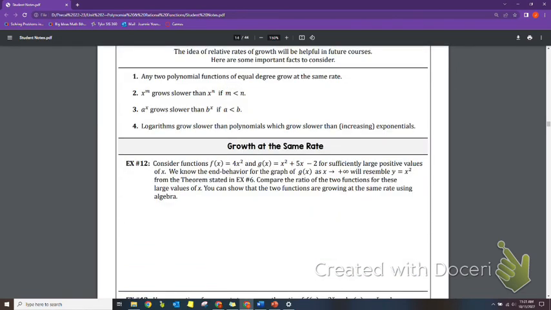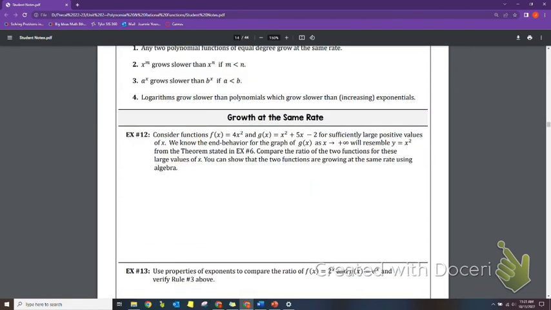All right, so growth at the same rate. Consider functions f of x equals 4x squared and g of x equals x squared plus 5x minus 2 for sufficiently large positive values of x. We know the end behavior for the graph of g of x as x goes towards positive infinity will resemble y equals x squared from the theorem stated in example 6. Compare the ratio of the two functions for these large values of x. You can show that the two functions are growing at the same rate using algebra.